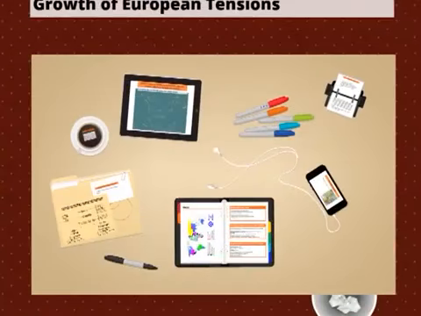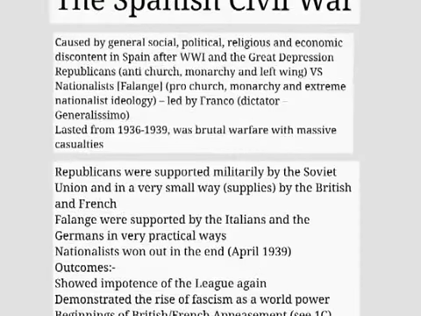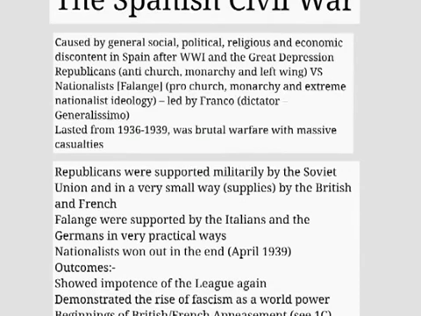Next we have the Spanish Civil War. This was caused by social, political, religious, and economic discontent after World War One. The Great Depression hit Spain very hard, and you really had two armed camps develop. The Republicans were anti-church, left-wing, and supported largely by the communists, and then you had the Nationalists led by Franco. They were pro-church, they were also monarchists, but they were extreme right-wing nationalist ideologues.